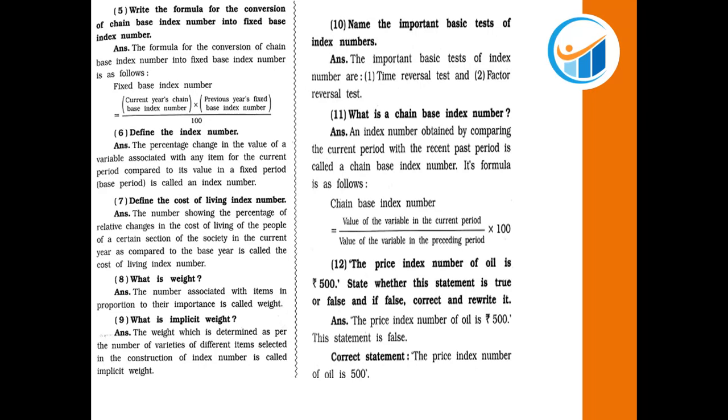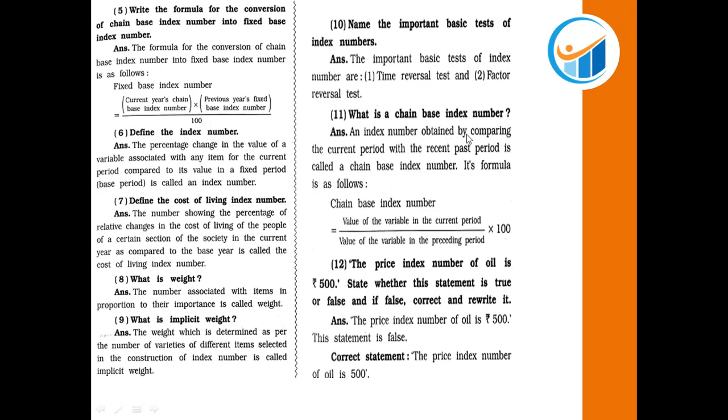Now the most important question: there are two methods of calculation or taking the base. One is known as the fixed base method and another is known as the chain base method. So here it is asked, what is a chain base index number? You have to explain what this chain base index number is.